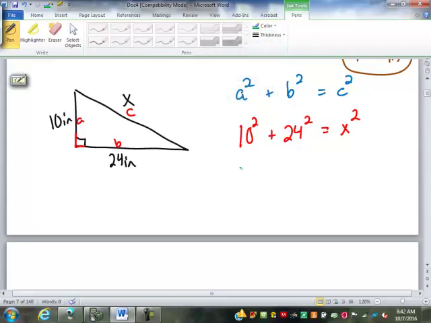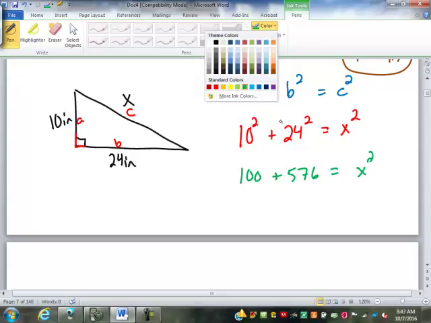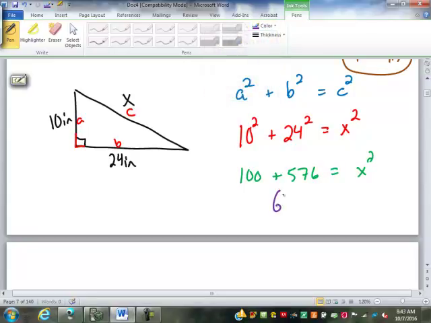And yeah, 10 squared is 100. 24 squared is 576. We add 100 plus 576, which is 676, equals X squared. So now we have to find X, which is just going to be the square root, which is 26 inches. Not so bad? Makes sense? That's it.